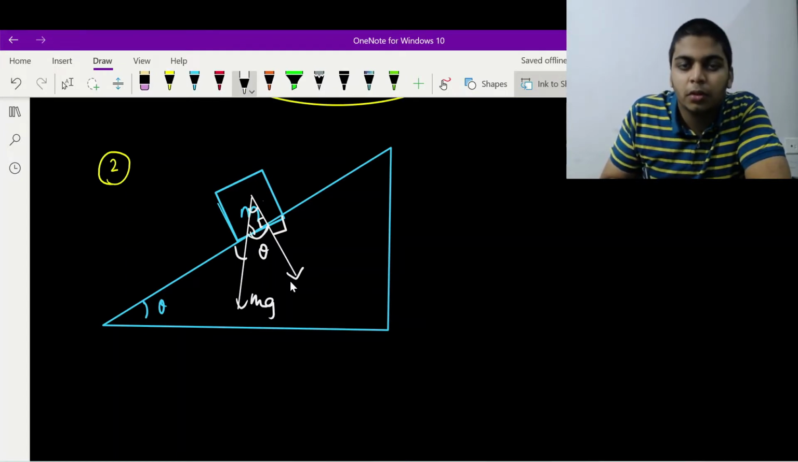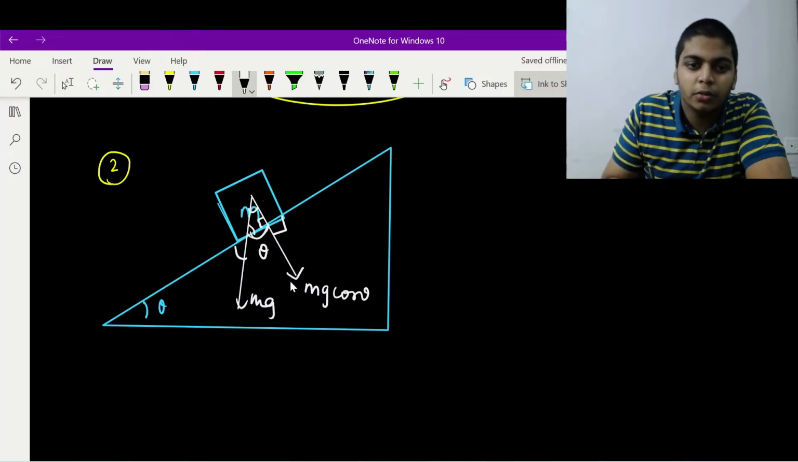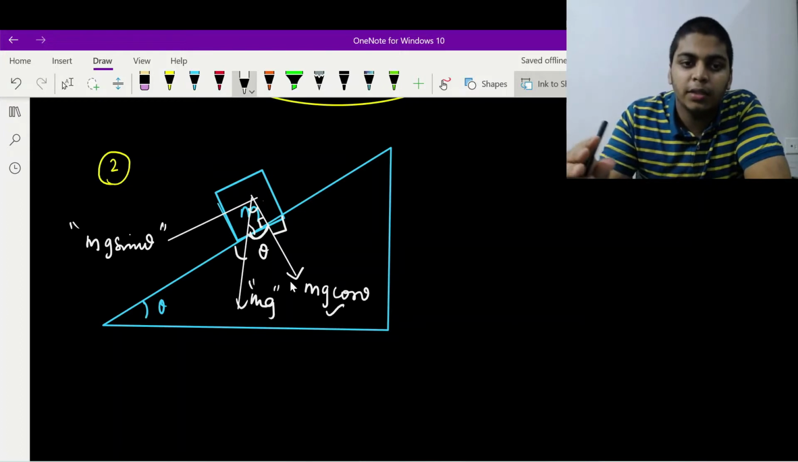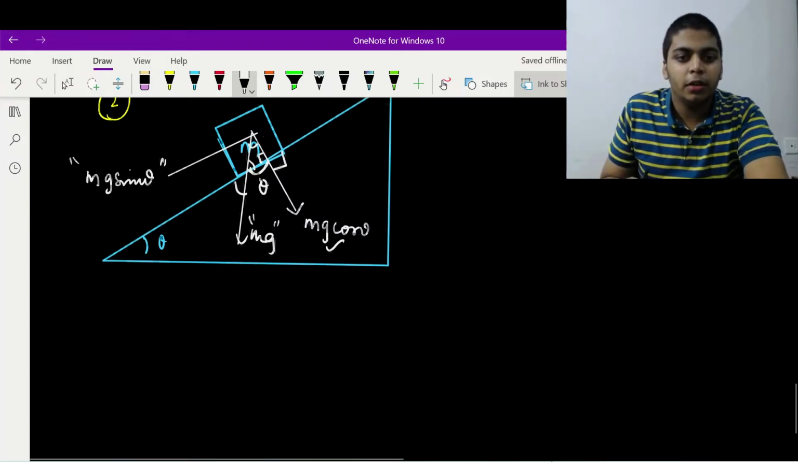So this component of weight will be mg cos theta, right? If this is your theta and this is your mg, this will be your mg cos theta, and along the incline this will be your mg sin theta. So mg sin theta is the component of weight which is why your block of mass m is driven down the inclined plane, which is smooth. Now let us also look into another different application.